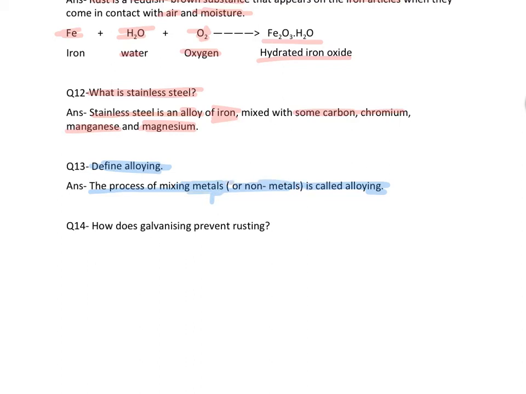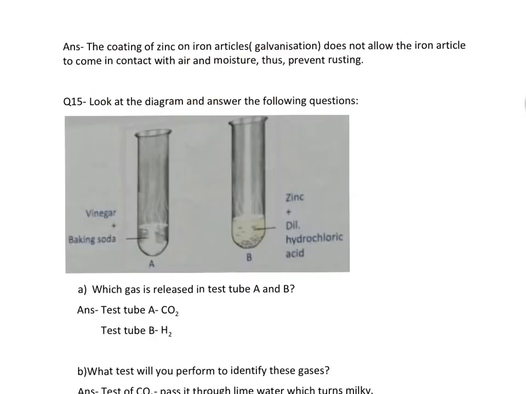Our next question is, how does galvanizing prevent rusting? Answer to this is, the coating of zinc on an iron article, that is galvanization, does not allow the iron article to come in contact with air and moisture, thus preventing rusting. Okay children, now next question. Look at the diagram and answer the following question.